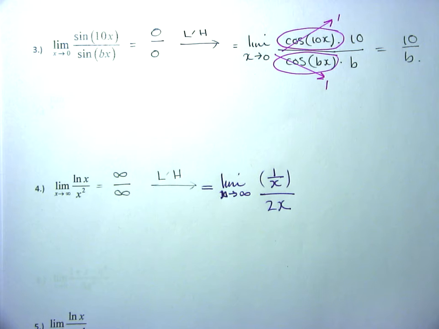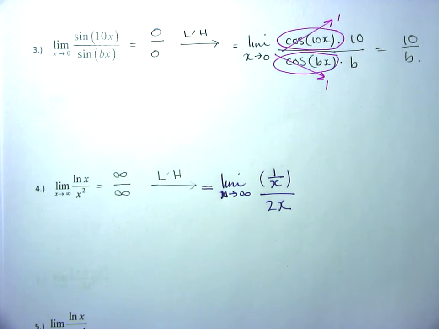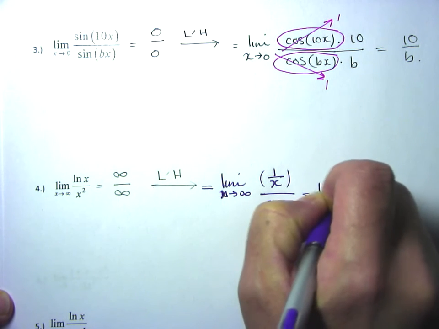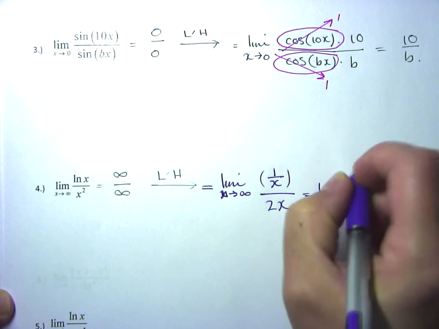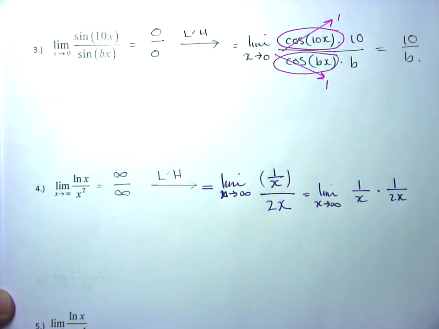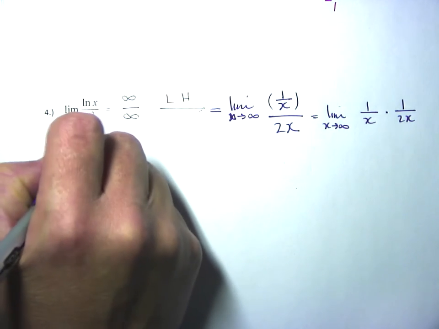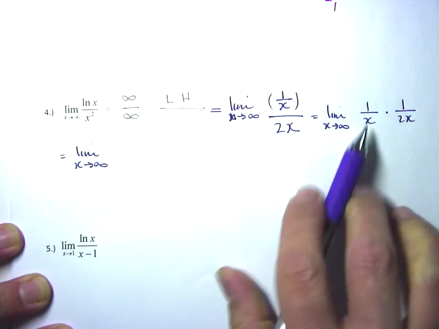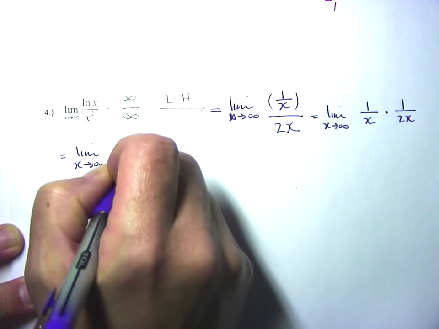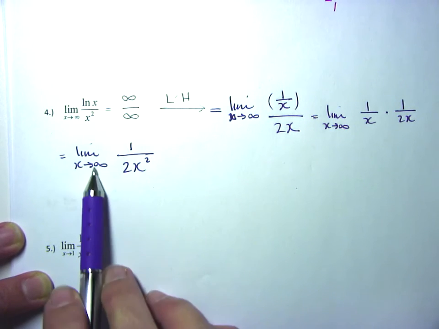All right, so before I try to take this limit again, what I'm going to need to do is clean up my algebra. I'm going to go ahead and just simplify this expression. 1 over x divided by 2x is equal to the limit as x approaches infinity of 1 over x times 1 over 2x. And so we can combine this and state that this is the limit as x approaches infinity of 1 over 2x squared.